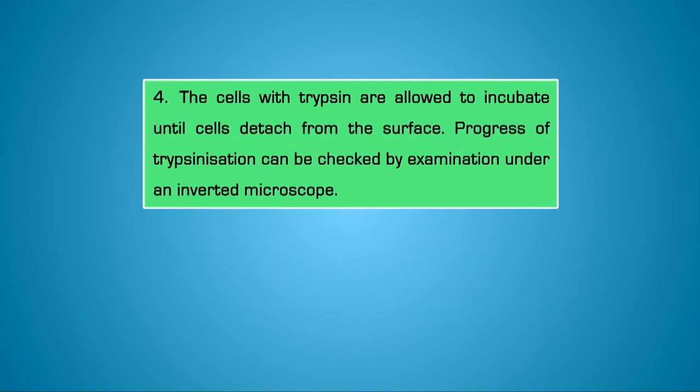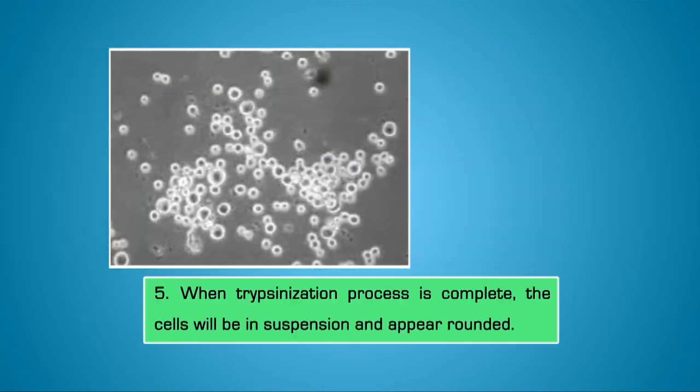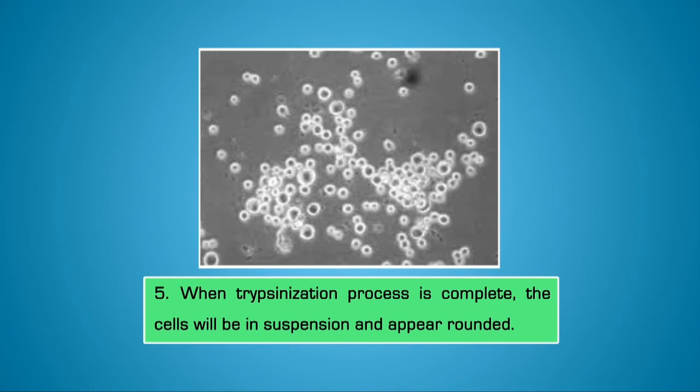In the next step, the cells with trypsin are allowed to incubate until cells detach from the surface. Progress of trypsinization can be checked by examination under an inverted microscope. Here we should note that as trypsin can damage cells, overexposure should be avoided. Cells of different lineage may require different incubation times. In the fifth step, when the trypsinization process is complete, the cells will be in suspension and appear rounded.